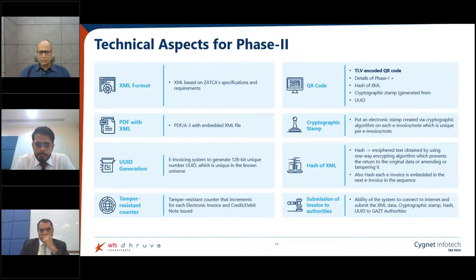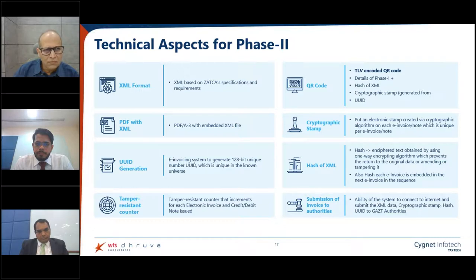So the fields which we talk about include the cryptographic stamp. The cryptographic stamp will be a digital signature which you need to imprint on each and every invoice, and it is going to be unique per invoice because the data on the invoice needs to be part of that signature. Each seller also needs to get a public certificate and a public key from the gazette, using which they can generate that signature. So that stamp will also need to be printed on each and every invoice.